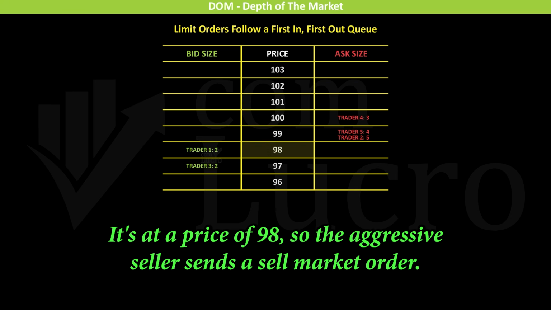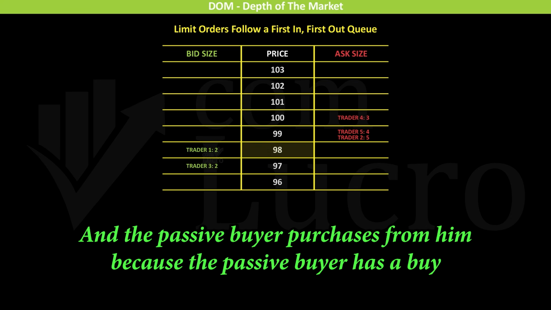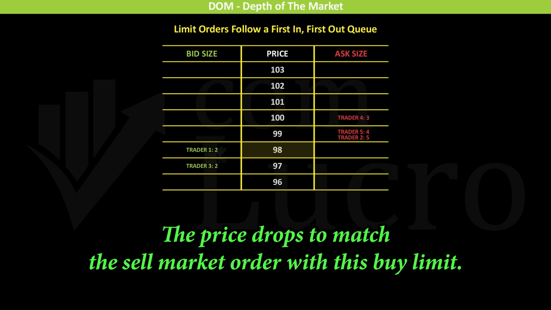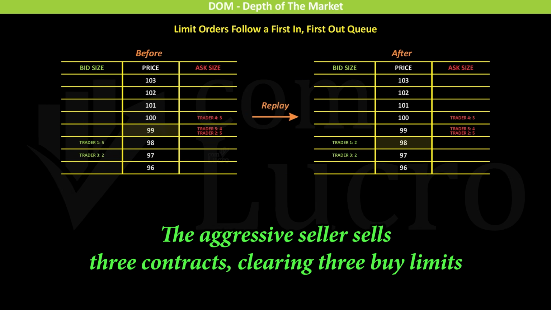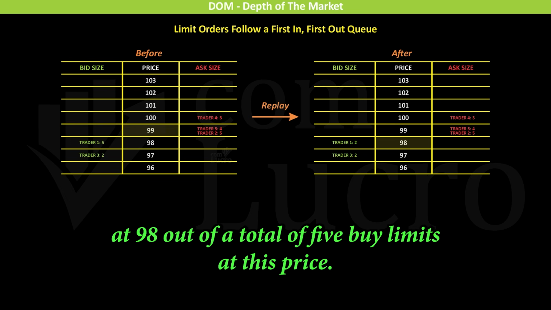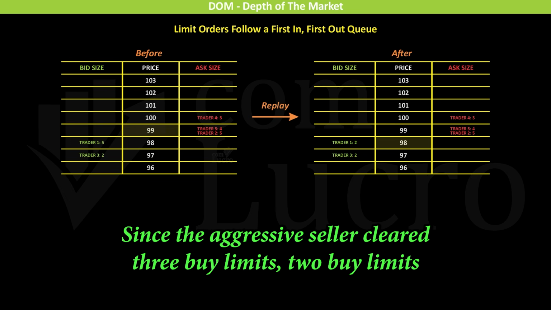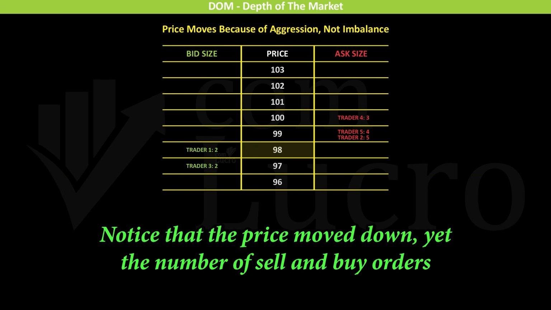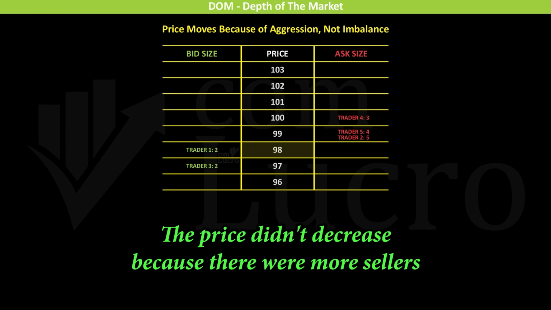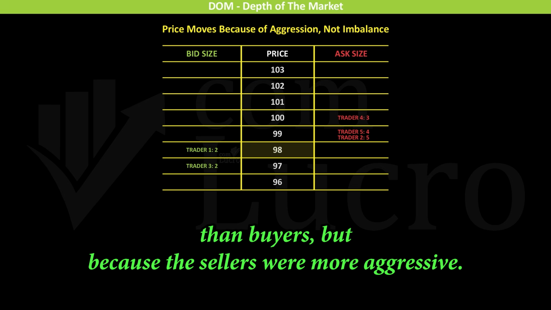So the aggressive seller sends a sell market order, and the passive buyer purchases from him because the passive buyer has a buy limit at 98. The price drops to match the sell market order with this buy limit. The aggressive seller sells 3 contracts, clearing 3 buy limits at 98 out of a total of 5 buy limits at this price. Since the aggressive seller cleared 3 buy limits, 2 buy limits remain at 98. Notice that the price moved down, yet the number of sell and buy orders is equal. The price didn't decrease because there were more sellers than buyers, but because the sellers were more aggressive.